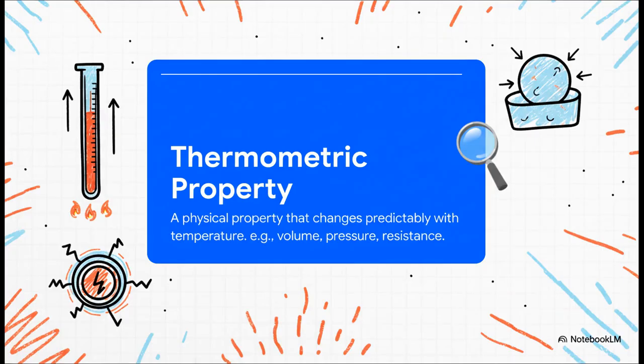Well, the very first thing you need is what scientists call a thermometric property. Now, that's just a fancy term for any physical thing that changes in a consistent, measurable way with temperature. For our mercury tube, that property is volume. The mercury literally expands and takes up more space as it heats up. But it could also be the pressure of a gas or even the electrical resistance of a wire. Finding a reliable property like this, that is the first and most crucial ingredient in our recipe.